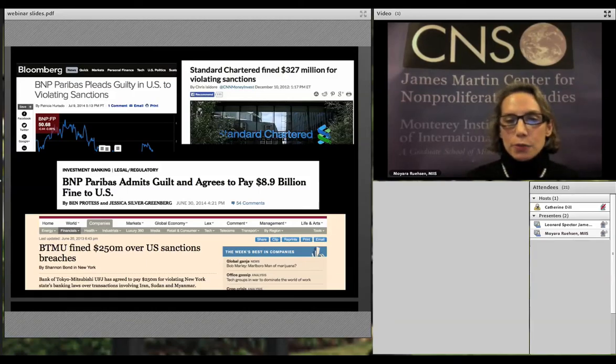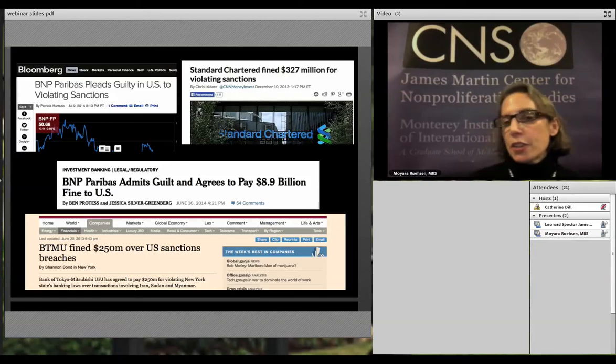Many banks, most recently Bank of Tokyo Mitsubishi, but also Standard Chartered, BNP Paribas, are now facing hundreds of millions of dollars in fines, and in the case of BNP, billions of dollars in fines. And manufacturers can also face steep penalties, as well as serious damage to their reputation if they're found to have willfully disregarded export control rules.